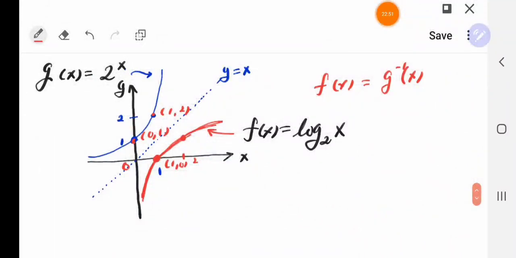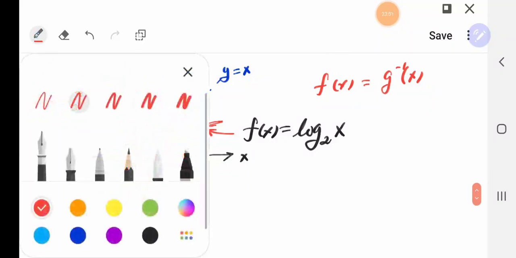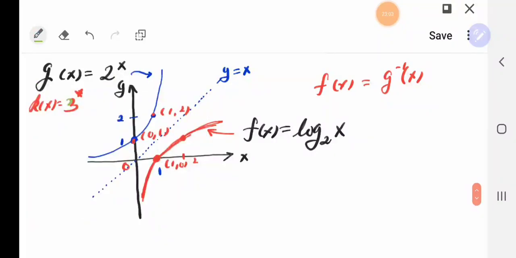Okay, what if we have another function? Let's say k of x is equal to 3 to the x power. Then the graph will be this. When x equals 0, y equals 1. When x equals 1, y will be 3. So the graph is more skinny, like this. This one is close to the y-axis.